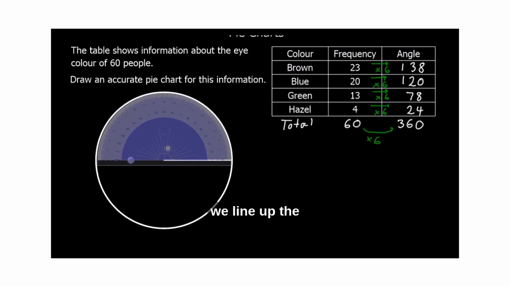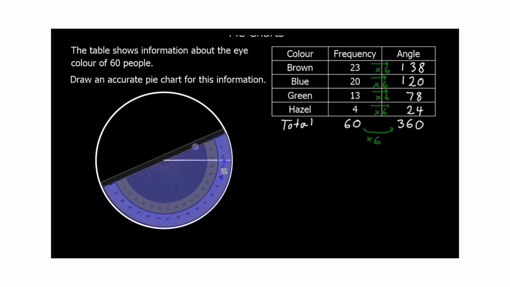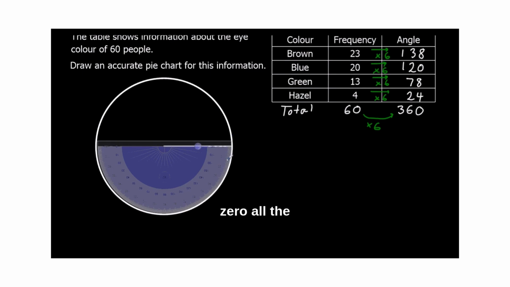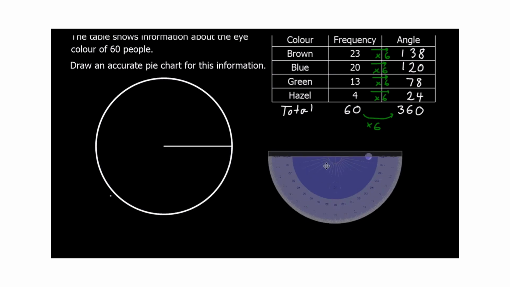So we line up the center of the protractor with the center of the circle. And I'm going to spin it round until 0 is lined up with the line we've been given. So we're going to do brown first. So we do 138 degrees first. So 0 all the way around to 138. And then we're going to get the ruler and draw a straight line to complete the slice.